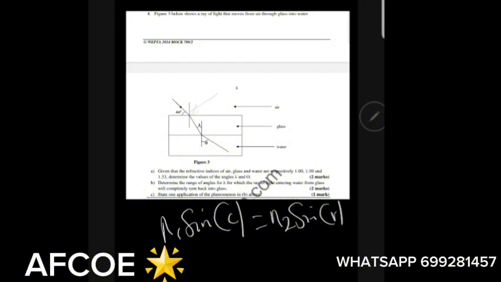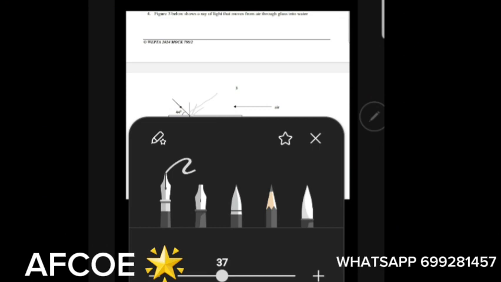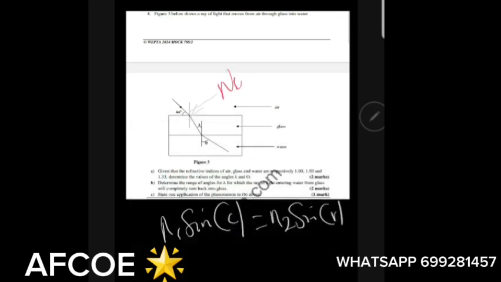So let me just go ahead and put here the normal. This perpendicular line to the surface is what we call the normal. Sine of the angle of incidence, with respect to the normal, equals n2, which is the refractive index of the second medium, and sine of r, which is the angle of refraction, the angle between the refracted ray and the normal.